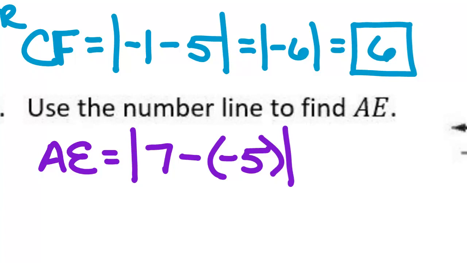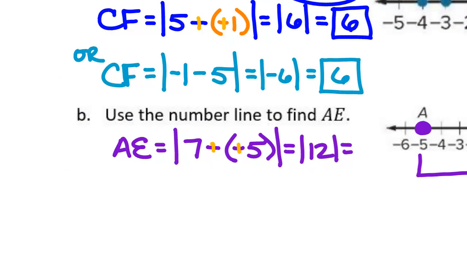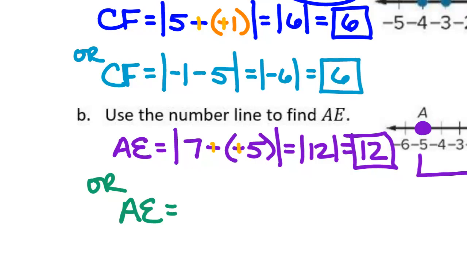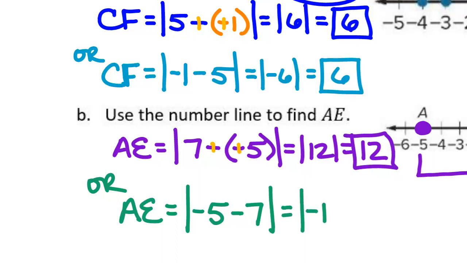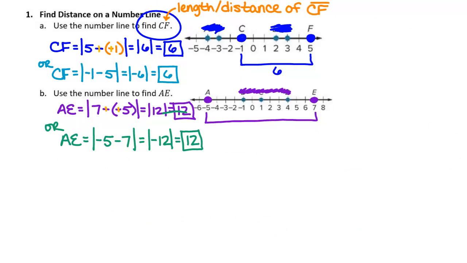-5. The minus negative would turn it positive. And so then we would have the absolute value of 12, which is just 12. Or you could have set this up as the absolute value of -5 minus 7, which would give you the absolute value of -12, which comes out to be the exact same answer. So either way you set that up, you should get 12 as your answer.